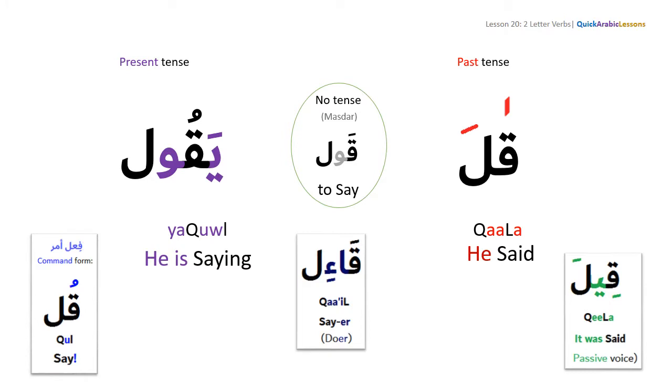And one more last thing that we're going to learn is fi'al amr. Fi'al amr is the command form. When you command somebody to say, so you say, then that would be qul. You add a dhamma, a u vowel mark on the first root letter of the two-letter verb.